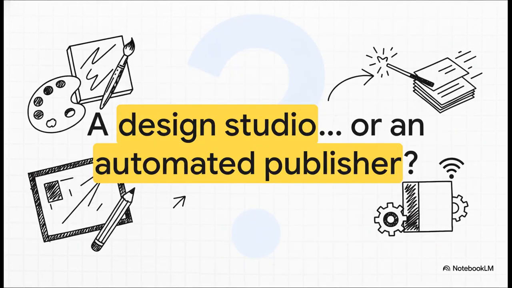So I'll leave you with this final thought, which I think really gets to the heart of what Marp is all about. If your content is the story, do you really want your tool to be a complicated design studio that you have to manually paint in, or should it be an automated publisher that just takes your story and delivers it beautifully, instantly, every single time?